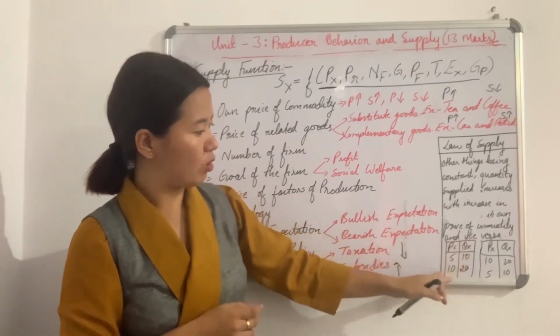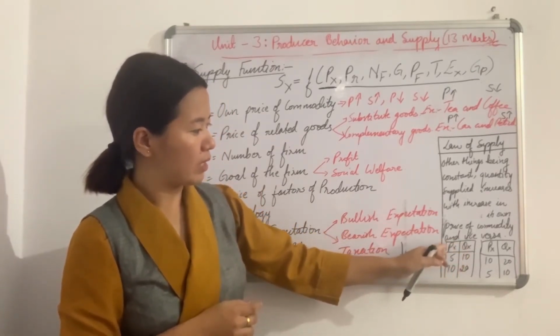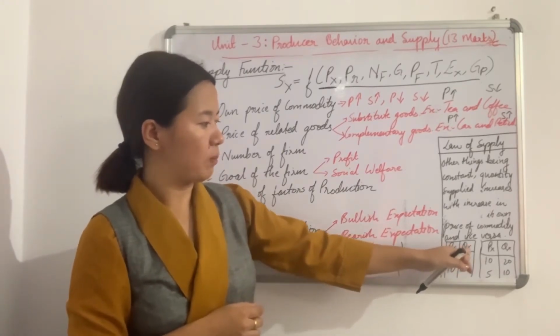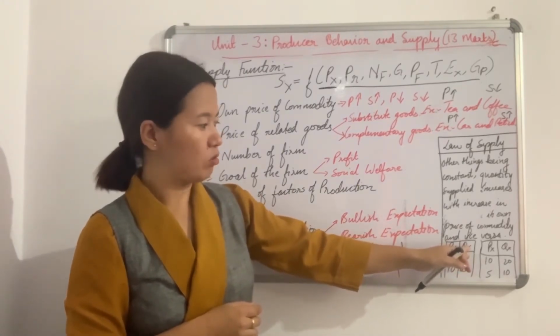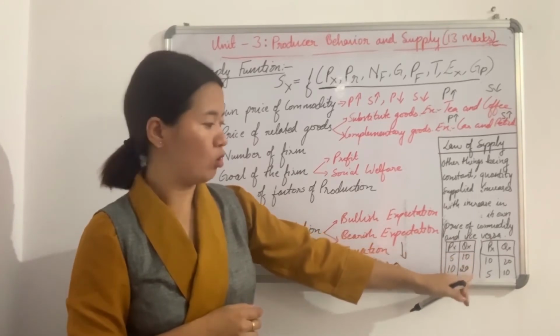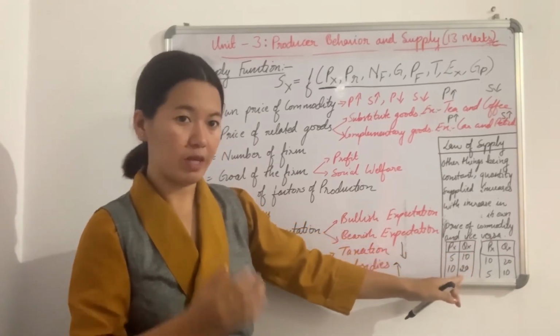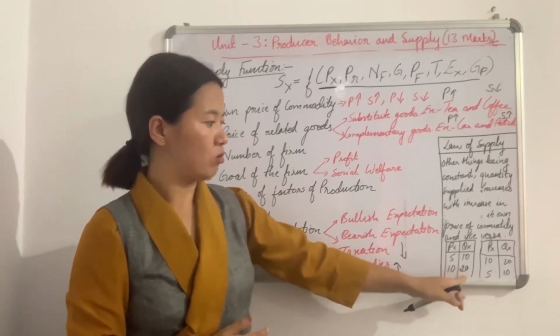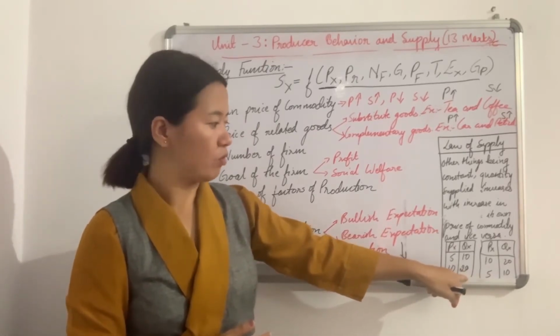First schedule or first table, price of X increased from rupees 5 to rupees 10. Therefore, the quantity supply of commodity X also increased from 10 units to 20 units. There is a rise in both the price of good X and also the quantity supply of good X.